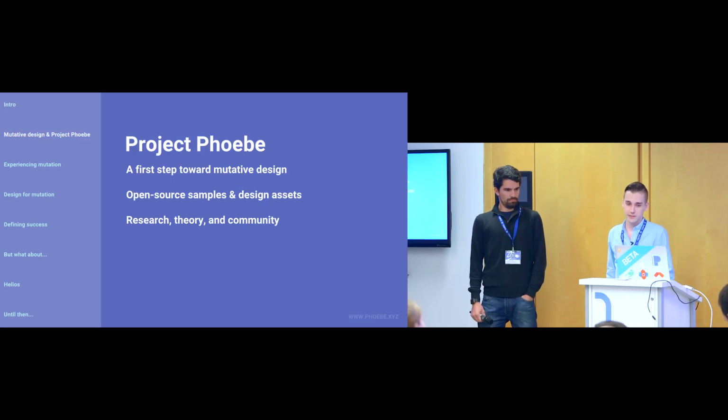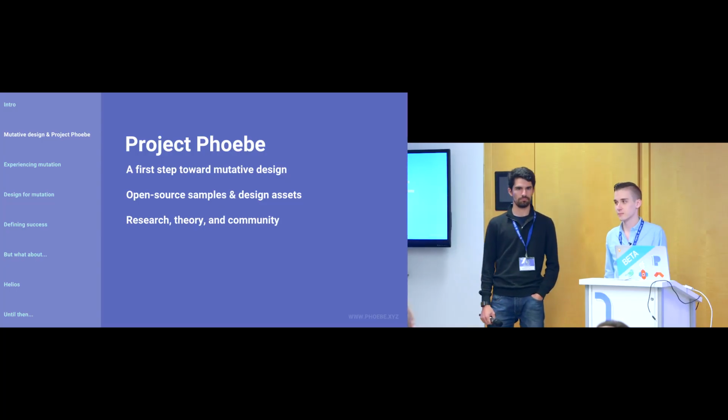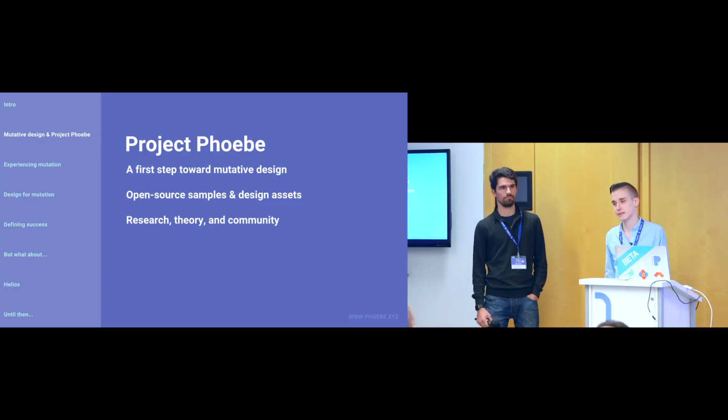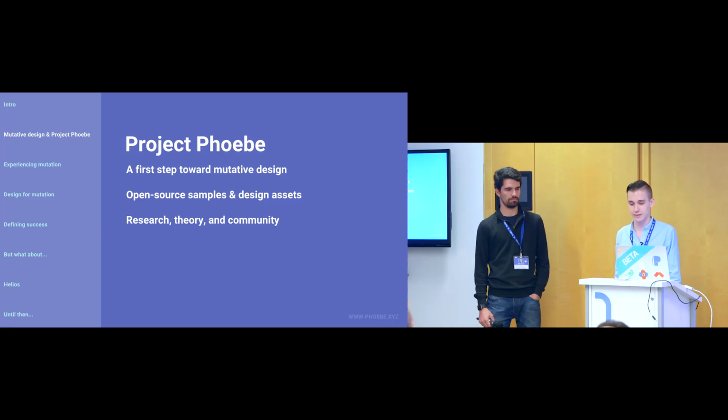So Project Phoebe is a first open source step towards that goal of mutative design. It's comprised of open source samples, including sample apps and design assets, and research, theory, and community for discussing this idea and getting this to come to life in actual things you can use.